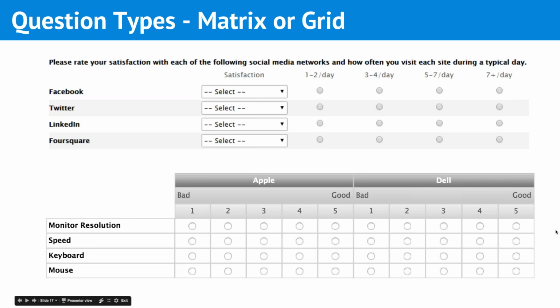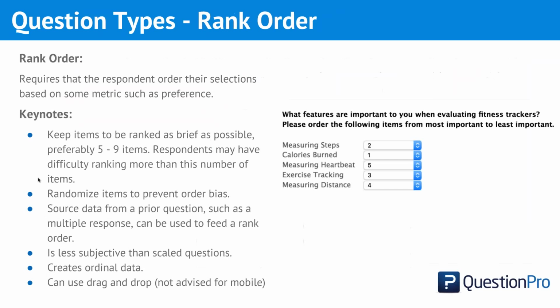And I believe we've got some visual examples here of different types of matrix or grid questions. We have both satisfaction and in this case usage. Again, this is a good example of a side-by-side matrix question. In this lower example, we have brands here at the top, Apple and Dell. We have a rating scale of bad to good. Then we have the various features that we're assessing. So again, very good examples of matrix and grid questions.